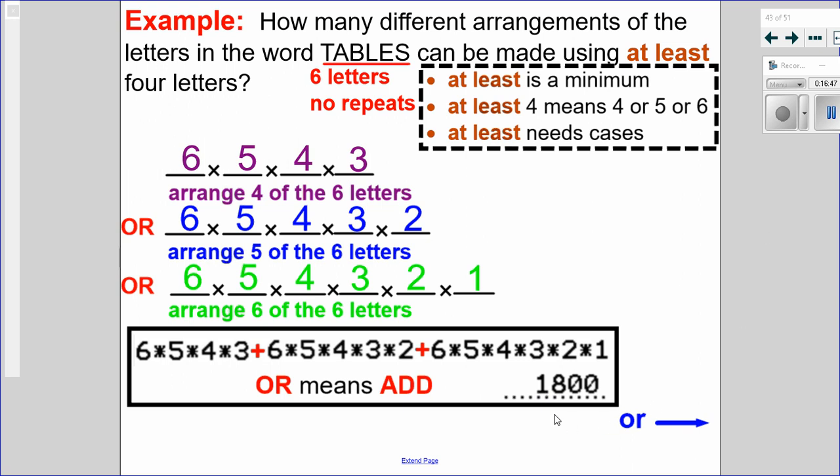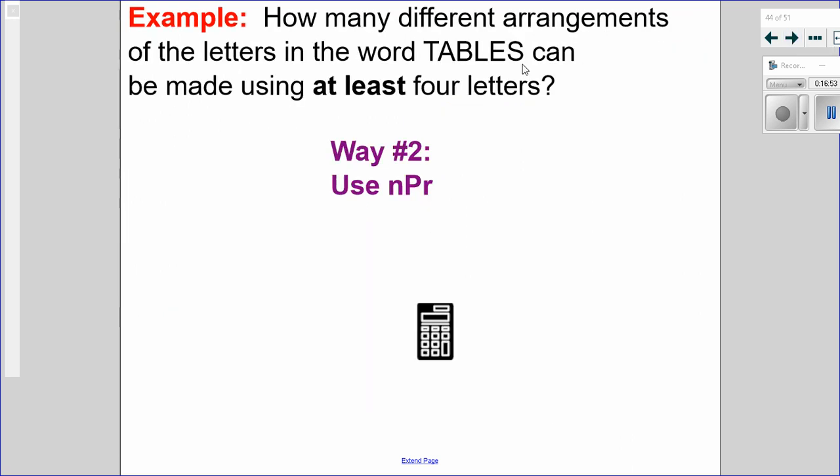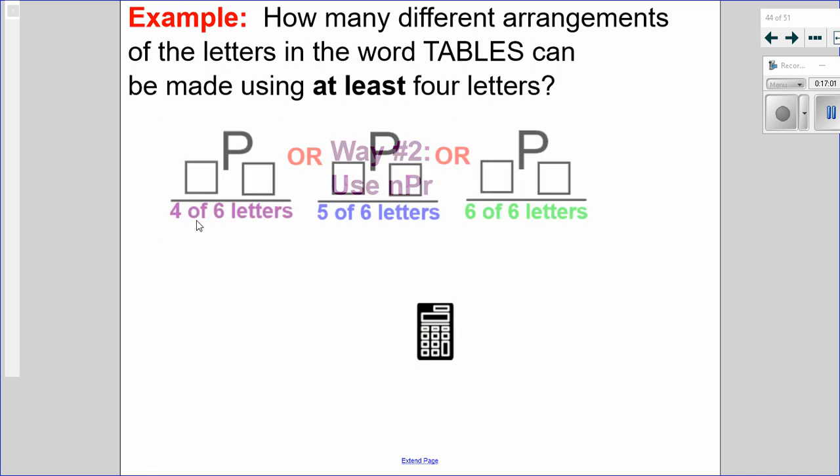Now that we know the answer, let's look at the nPr way of solving it and see if we get the same answer. So here, how many different arrangements of the letters in the word tables can be made using at least 4 letters? So again, I'm going to look at my permutations. So I can have 4 of the 6 letters, 5 of the 6 letters, or 6 of the 6 letters. So I still have cases.